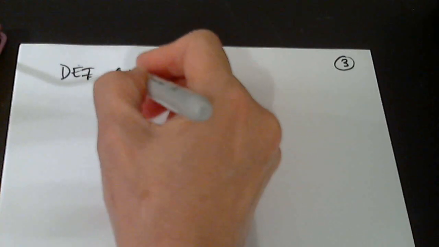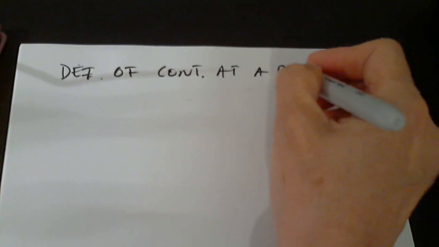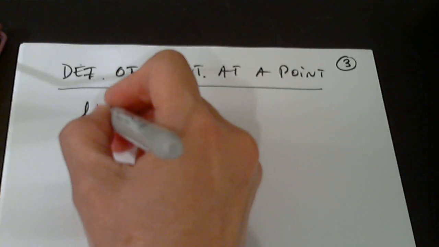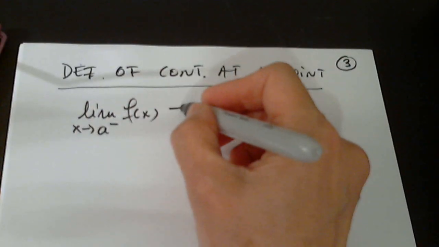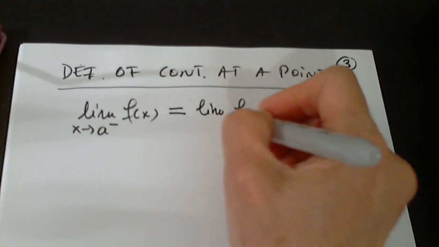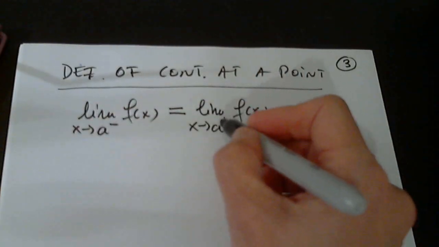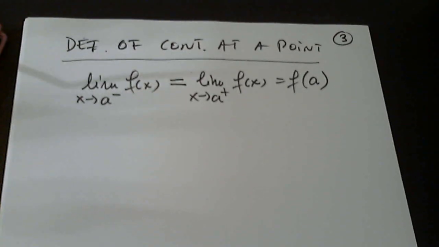Definition of continuity at a point. We wrote it. If you remember, it's the limit of f of x as x approaches a from the left must equal the limit of the function as x approaches the same number, of course, from the right, and must equal the function value at that point.